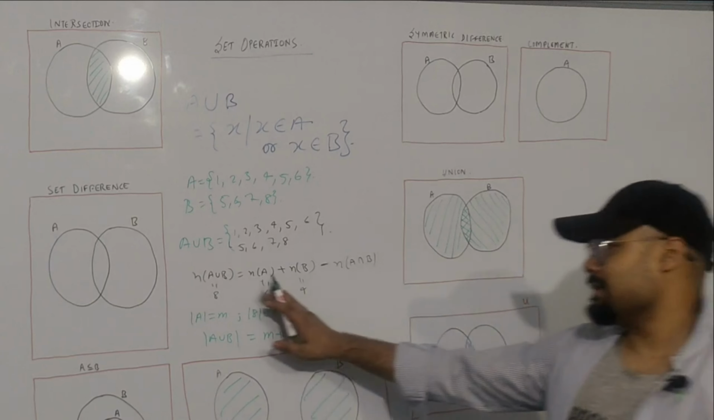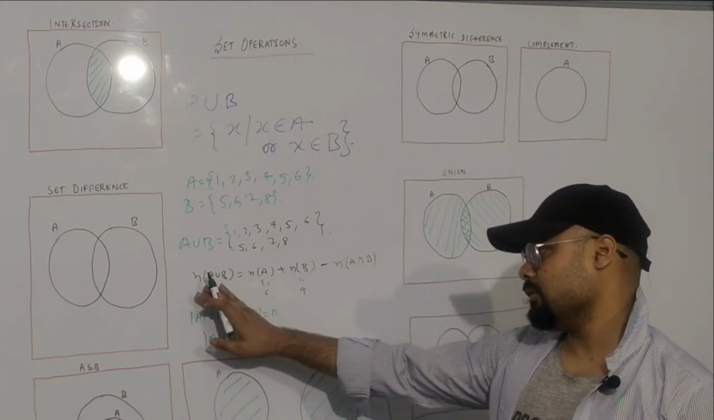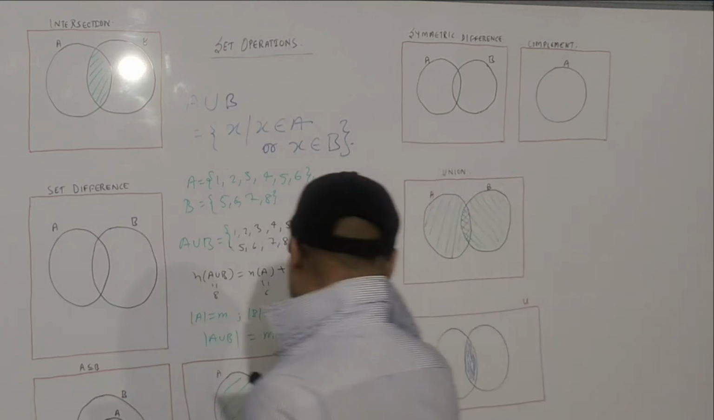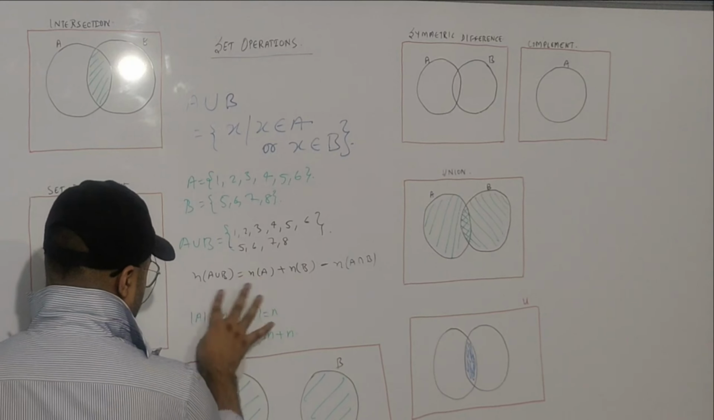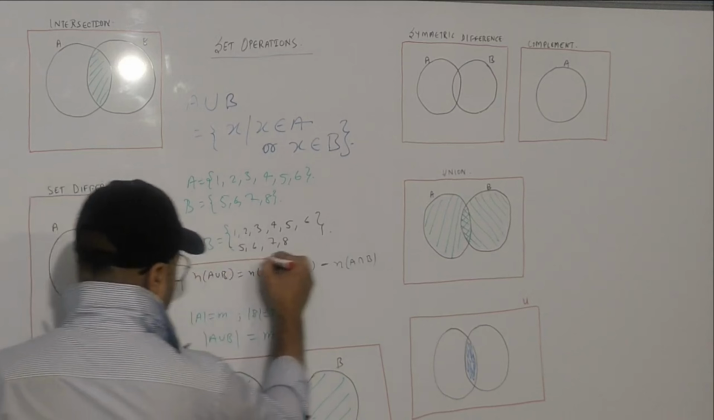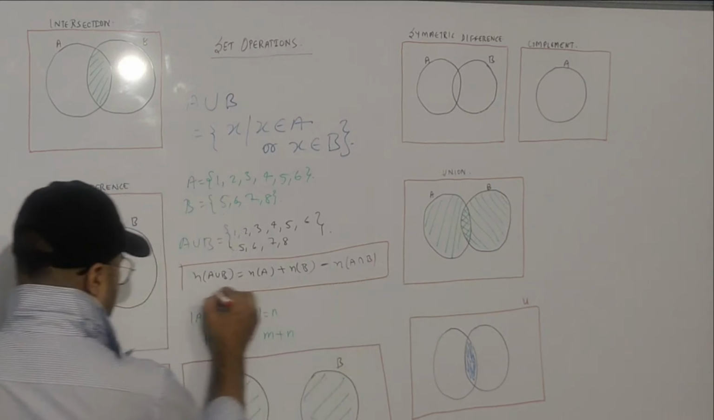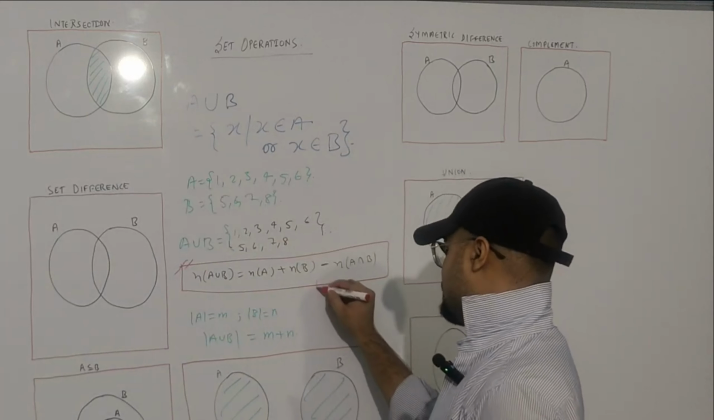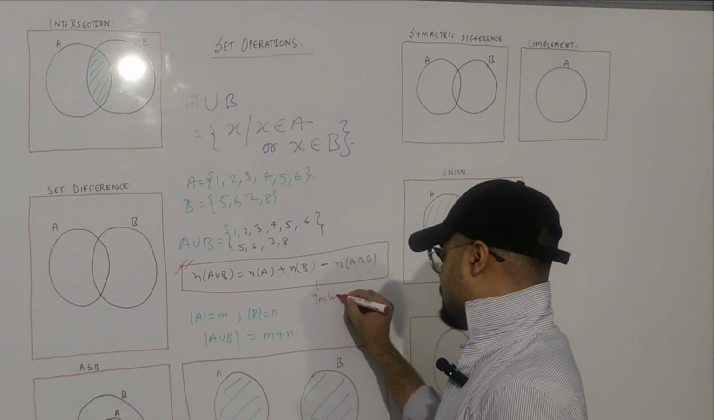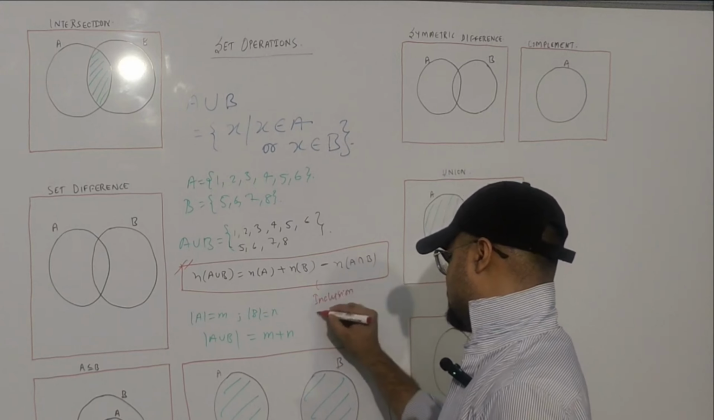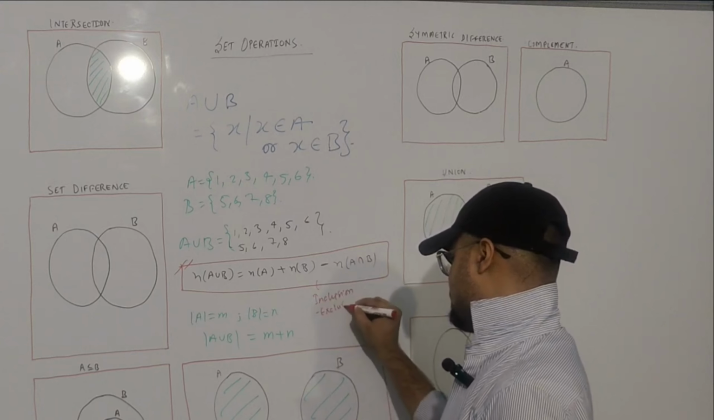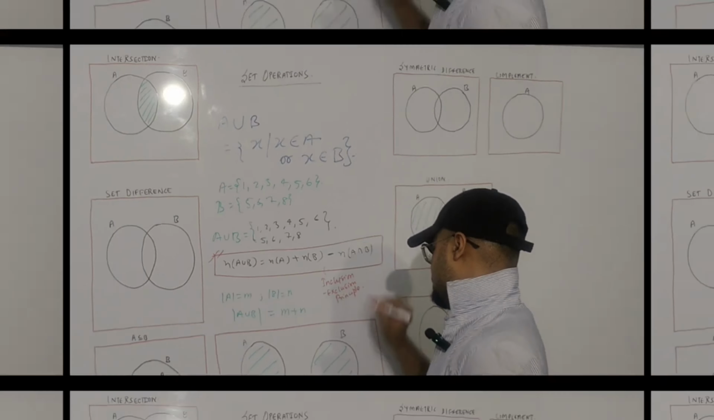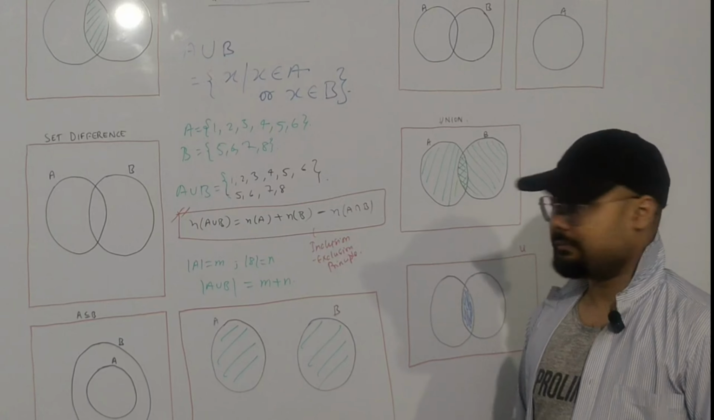And this formula is called the inclusion-exclusion principle. This is the principle of inclusion and exclusion. So this is the inclusion-exclusion principle.